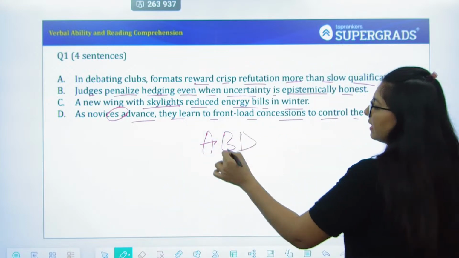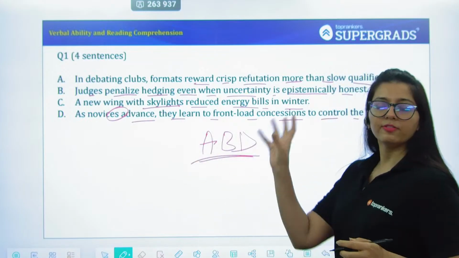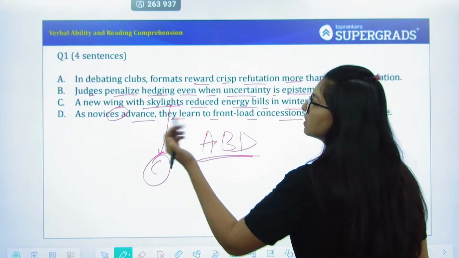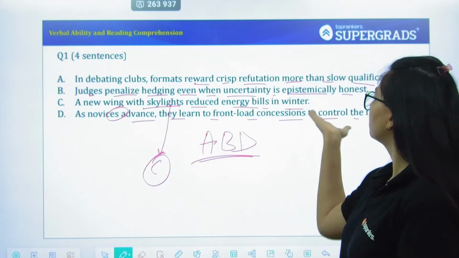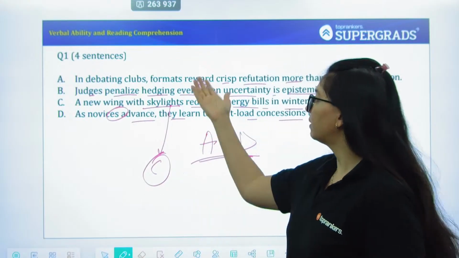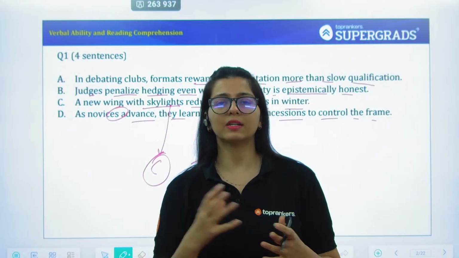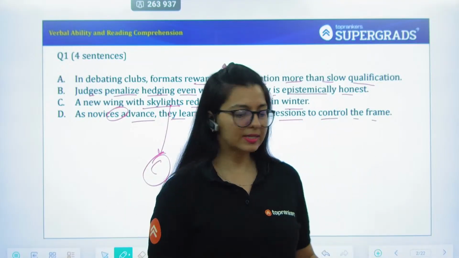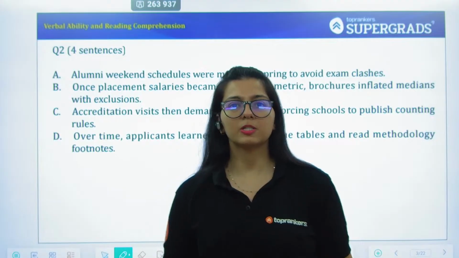So while we understand A, B, D all make a part of the debating idea, the one thing which is clearly a misfit becomes C, because the new wing of skylights reduced, and we're not even talking about the energy bills. It has nothing to do with it. It's all about the debate and how the judges and the contestants interact. So clearly the odd sentence will have to be C. Let's get on to the next one. Please begin, guys, the second one.